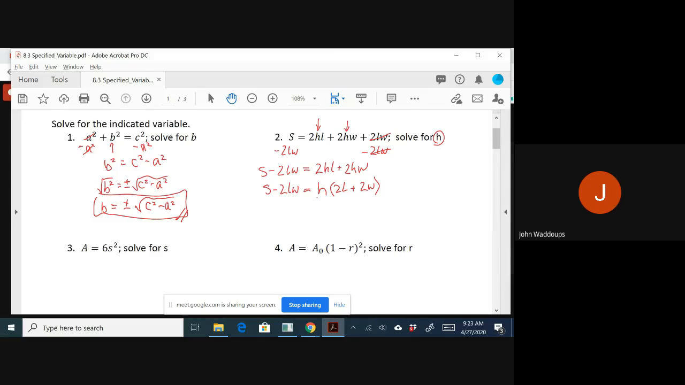So now that we've got the h out of it, we're multiplying h times the quantity 2L plus 2W. We can do the opposite of multiplying, which is dividing. So we divide by 2L plus 2W, and we do that on both sides. 2L plus 2W cancels over here, and then this becomes the equation solved for h.